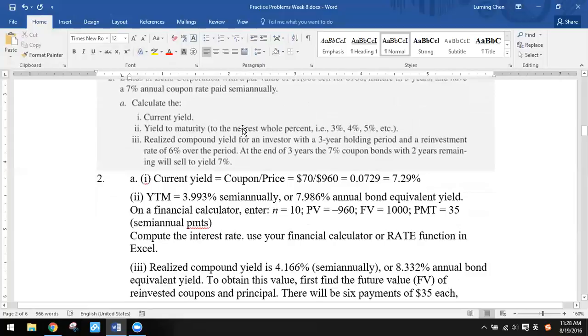Yield to maturity. Well, we just plug in those numbers. Just be sure that when you put in present value, it's your initial investment, so it must be negative. And the number of periods, 10 years.